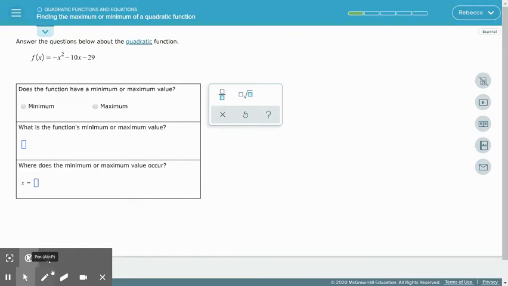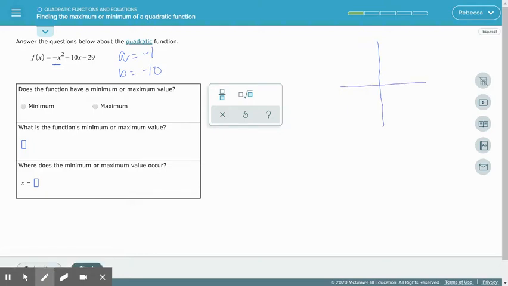So does this function have a maximum or minimum? So again, I'm going to analyze the a value. So a is negative 1. And b is negative 10. So with a being negative 1, I imagine my parabola looking something like this, opening downward. Okay. So again, it's just a rough sketch, not exact values, but I just know that my parabola is going to be opening upside down.